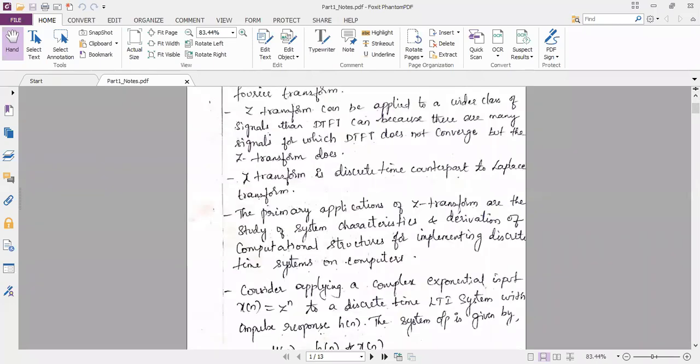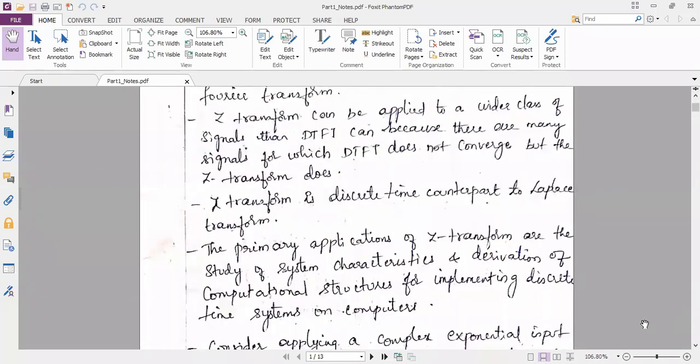Other than the Fourier transform and Z transform, we have one more transform called the Laplace transform. You should know the difference between the Z transform and the Laplace transform. The Z transform is the discrete time counterpart of the Laplace transform. An application of the Z transform is that we can study the system characteristics. The characteristics of the system can be easily studied with the help of the Z transform.